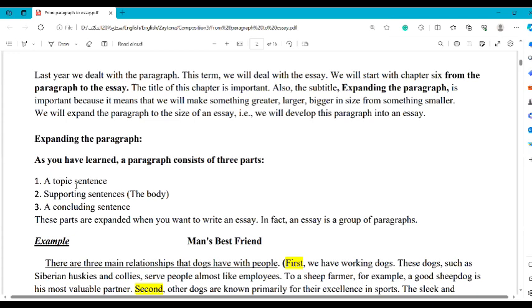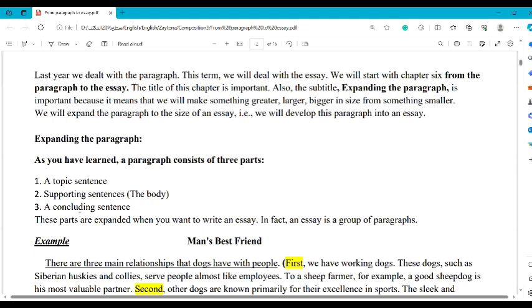The most important sentence in your paragraph is a topic sentence. The topic sentence tells the reader about the main idea of your paragraph. So it is the most important sentence in your paragraph. We will see in the essay this name turns into a thesis statement. So in a paragraph we call it a topic sentence, while in an essay its name is a thesis statement. The paragraph consists of supporting sentences, while the essay consists of supporting paragraphs. The paragraph has a last sentence, which is a concluding sentence, while the essay has a concluding paragraph.